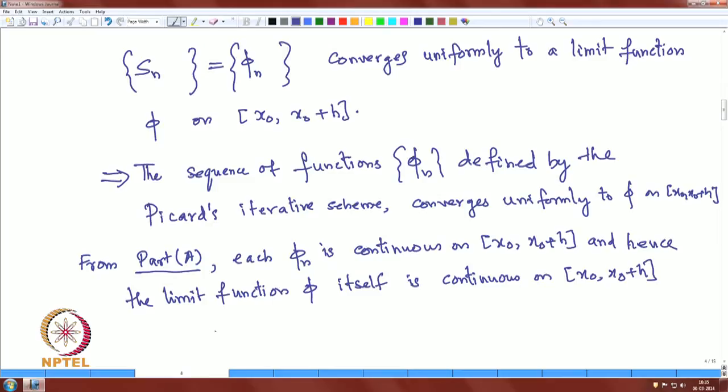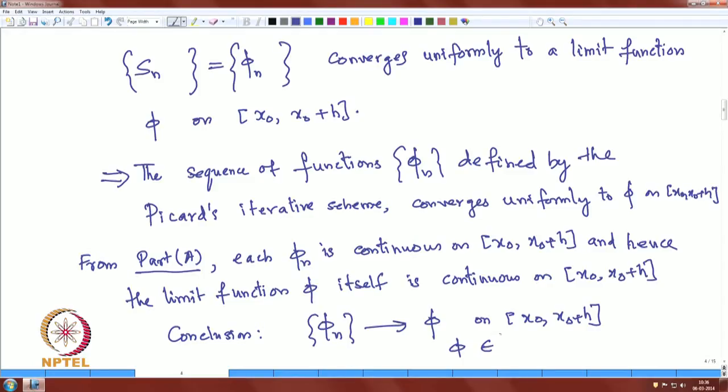So, in conclusion, the sequence phi n converges to phi on x 0, x 0 plus h, and phi is an element of the set of all continuous functions defined on x 0, x 0 plus h.